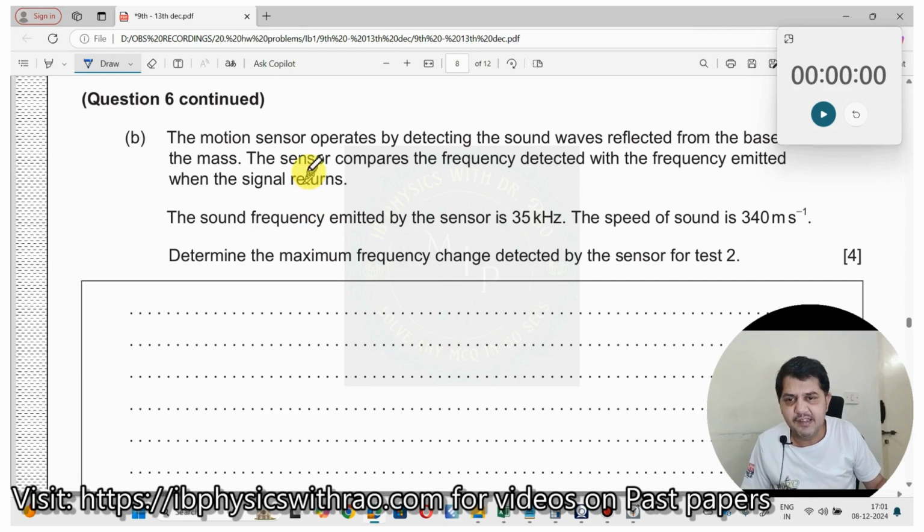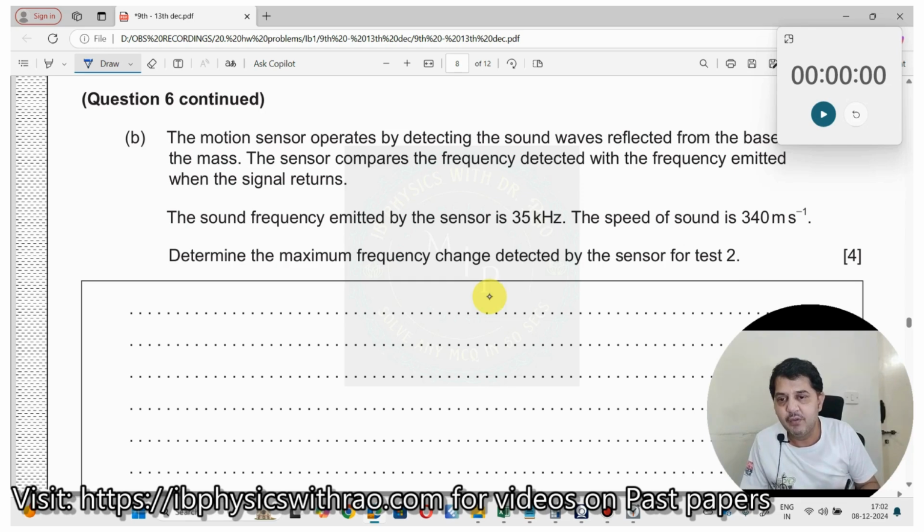Right. The motion sensor operates by detecting the sound waves reflecting from the base, the mass. The sensor compares the frequency detected with the frequency emitted when the signal returns. So what is this motion sensor? How does it actually detect? It is not like our eyes, which would be able to see something. What it does is, it will have an infrared sensor, so it will have a source. The source will send some signal, it will get reflected from the obstacle and come back to me, and I will find out the time taken by it, and thereby I will say this is the distance the object is at.